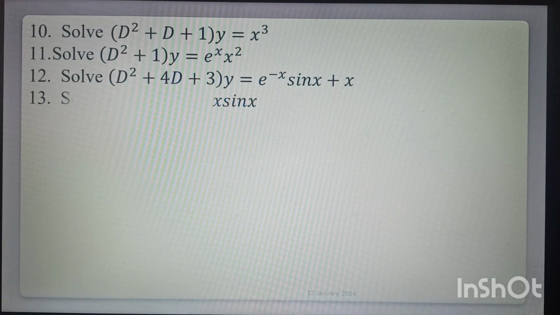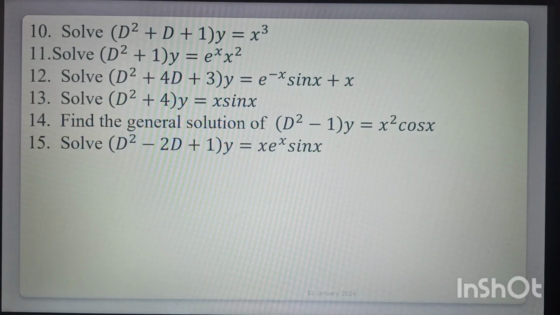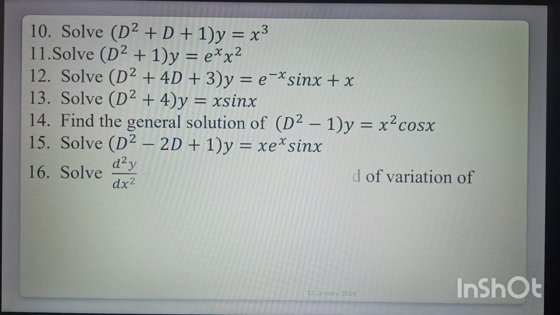Solve (D square plus 4) y is equal to x sin x. Next, find the general solution of (D square minus 1) y is equal to x square cos x. Solve (D square minus 2D plus 1) y is equal to x e power x sin x.